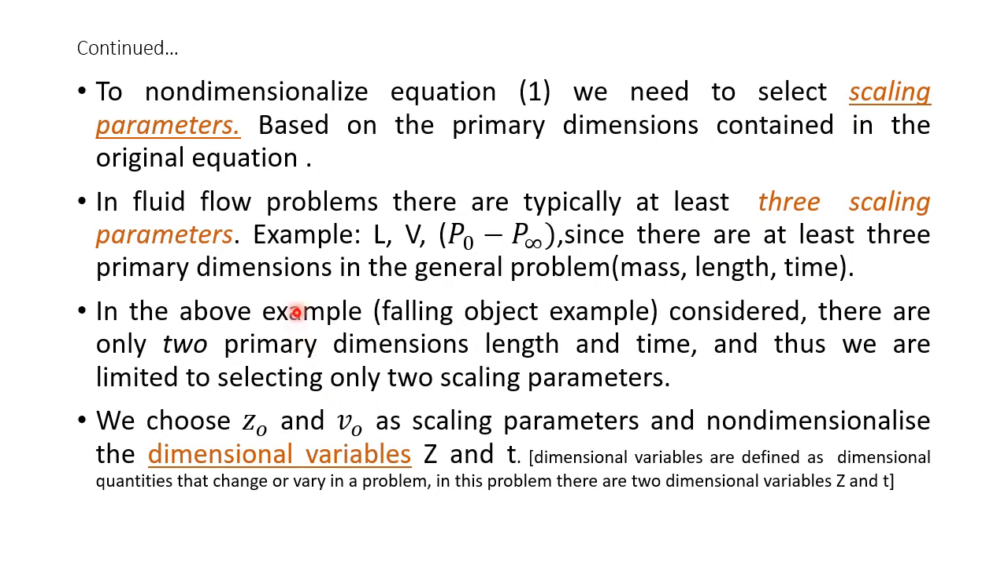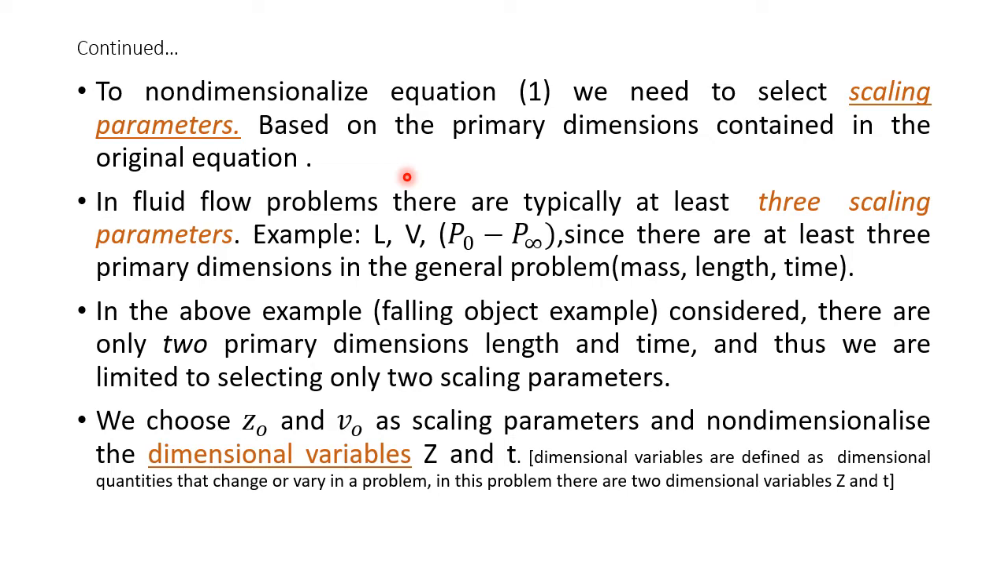Now in the previous equation where we had 5 variables, out of those 5 there were 3 constants, which means z0 was constant, v0 was constant and g was constant. So the only variables were z and t, that is the height and time. Okay, so we need to non-dimensionalize that.